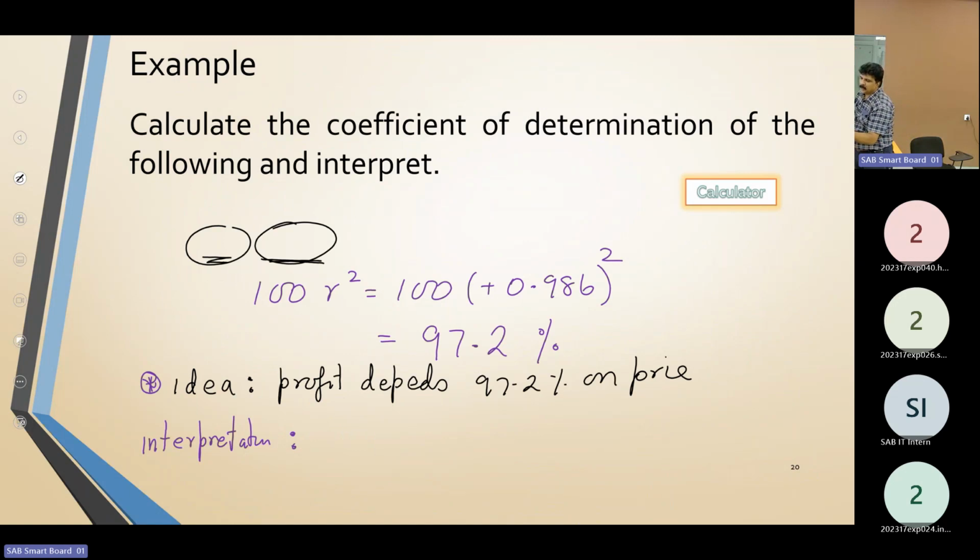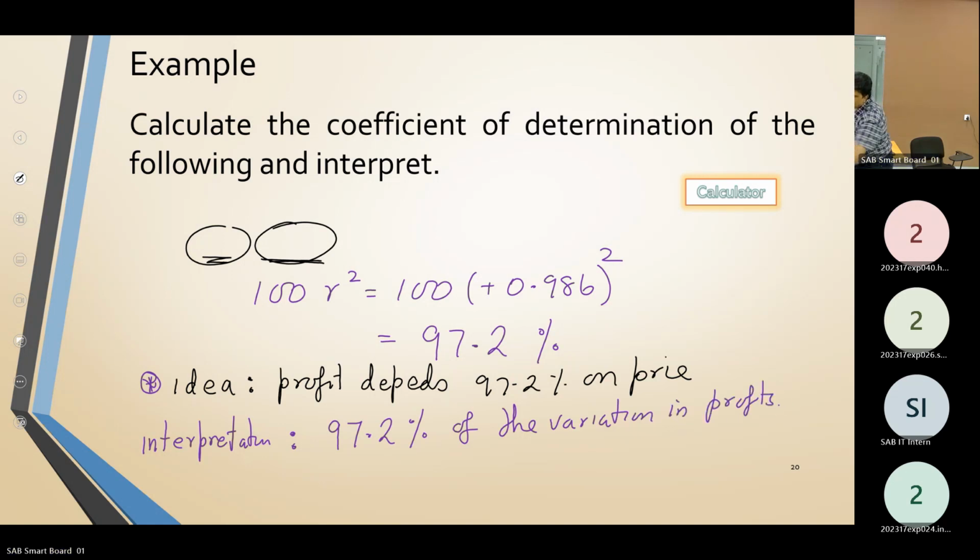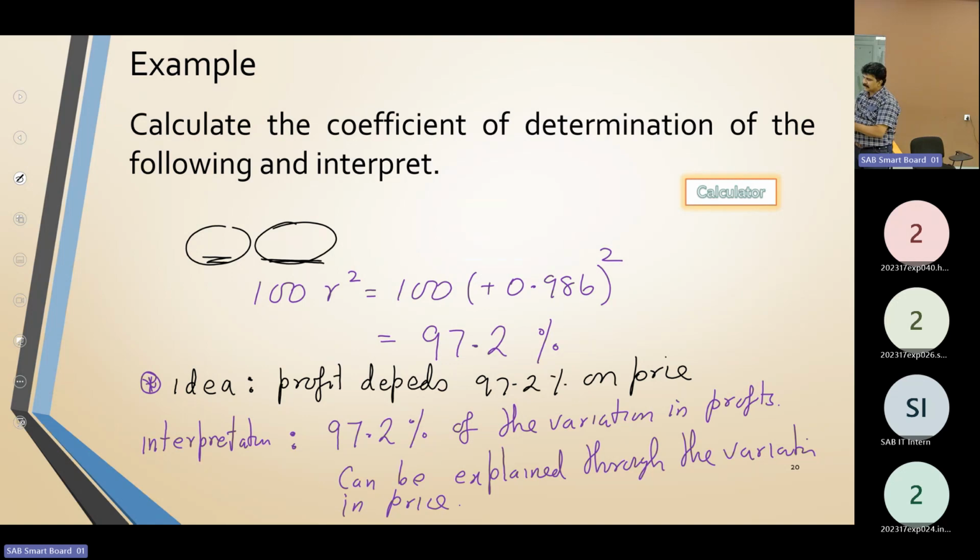So the interpretation is: first the value comes in, 97.2% of the variation in profit can be explained through the variation in price.